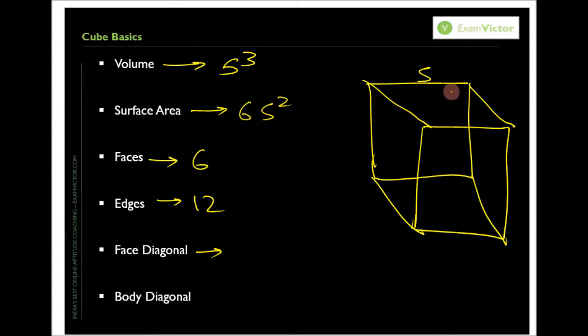The face diagonal, which is this diagonal of the cube. So this is a right angle triangle of each side S. So the hypotenuse is root 2 S. So S root 2. That is the face diagonal.